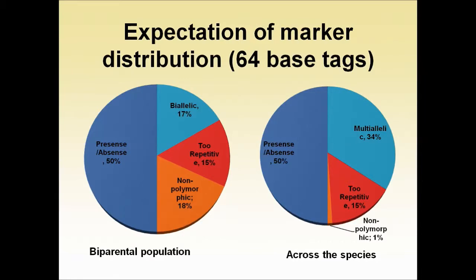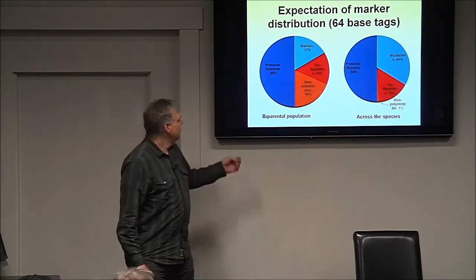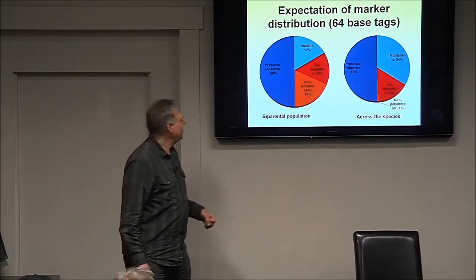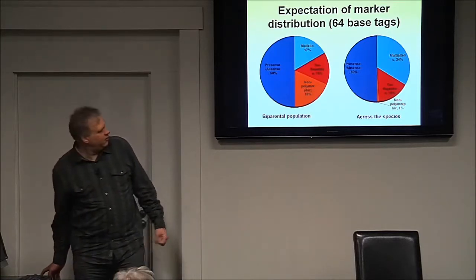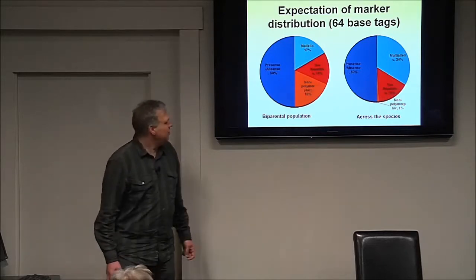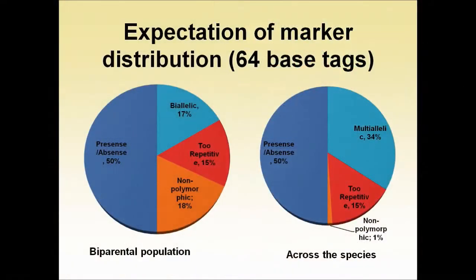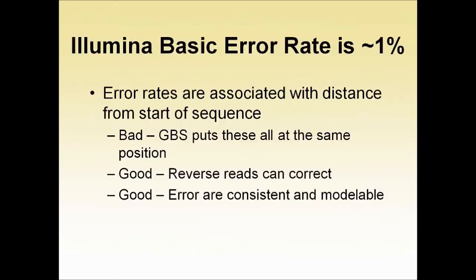So here's just a little plot showing the same thing, really. In a biparental, half the tags will be presence-absence. 17% will be biallelic, some will be too repetitive, and some will not be segregating at all. And then across the species, in a more association context, there will be a lot more that are multi-allelic tags.